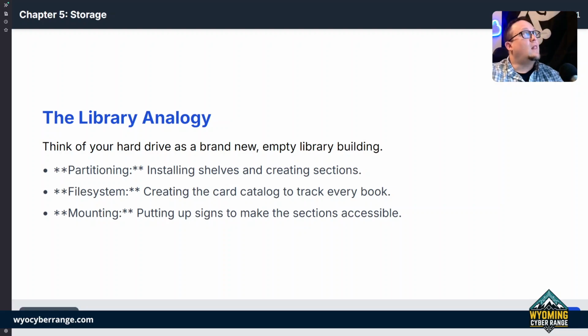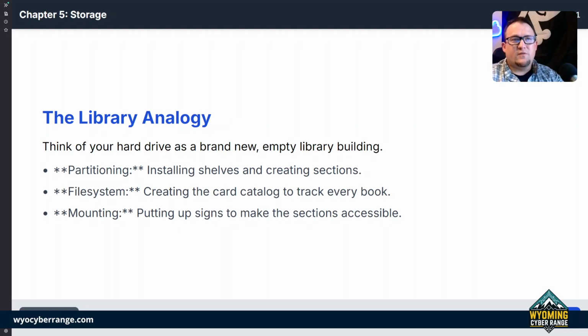So let's use a library analogy. Let's think of our hard drive as a brand new empty library building. Now in that building we need to start installing things. We need to start putting things in. So we're going to start creating sections and installing shelves within our new library, such as nonfiction, fiction, historical. We're going to have all these different sections in our library. Now each of those sections are going to be called partitions. This is where we're going to start storing books in the future.